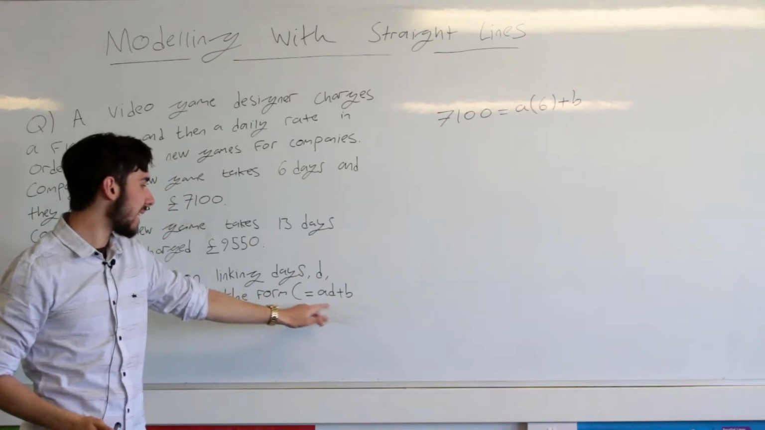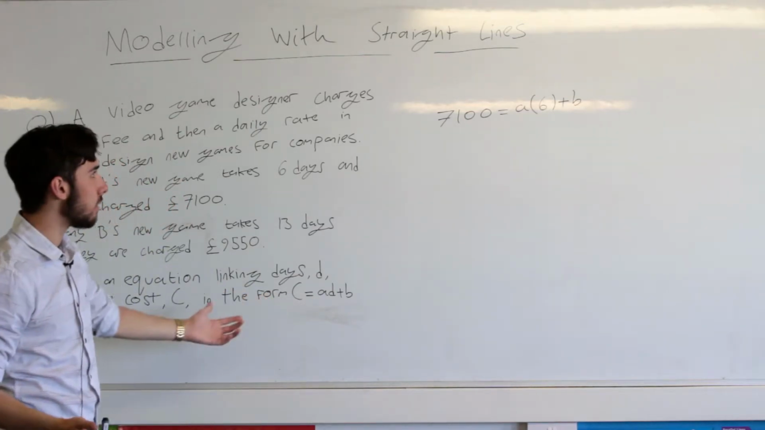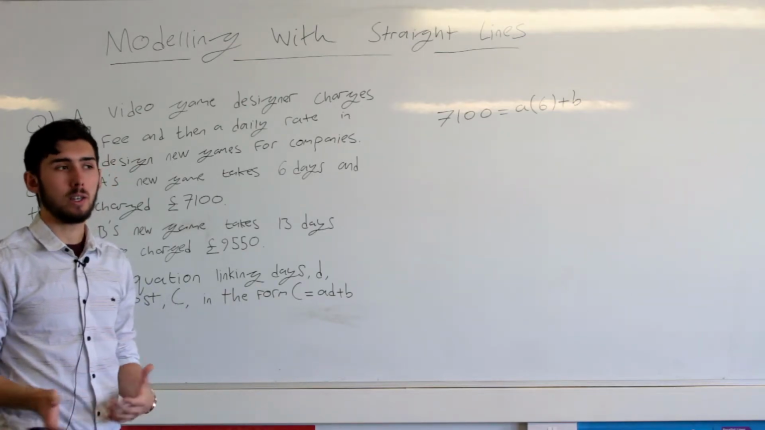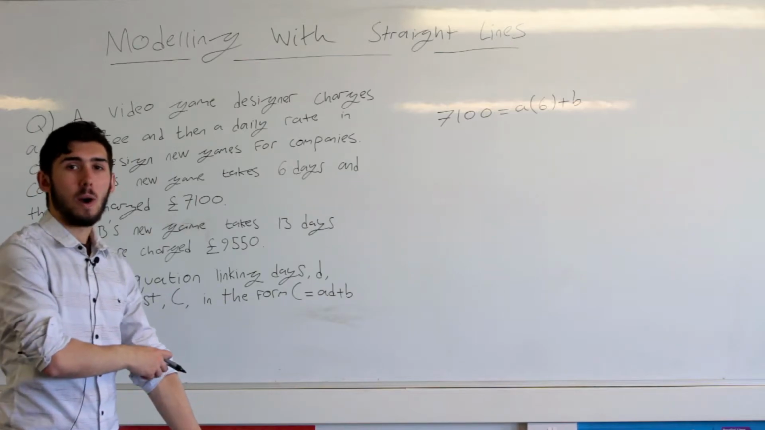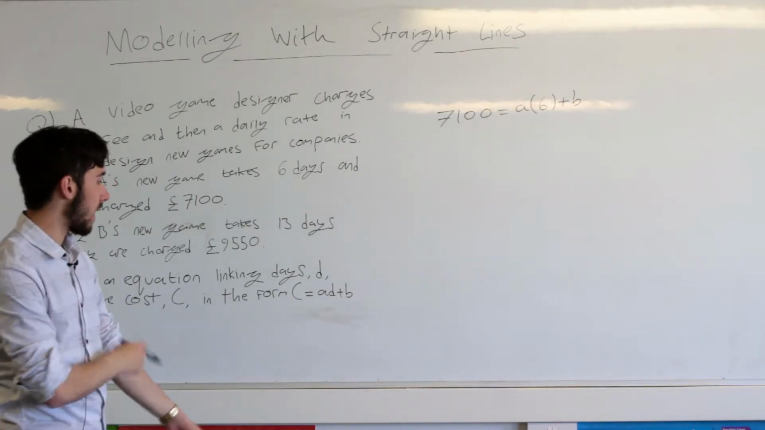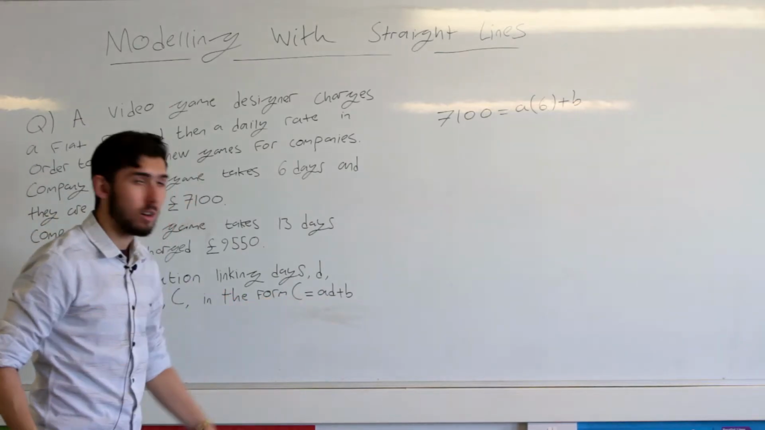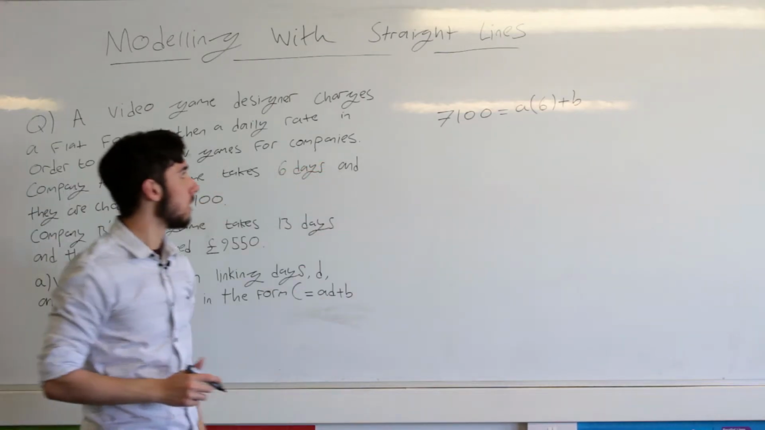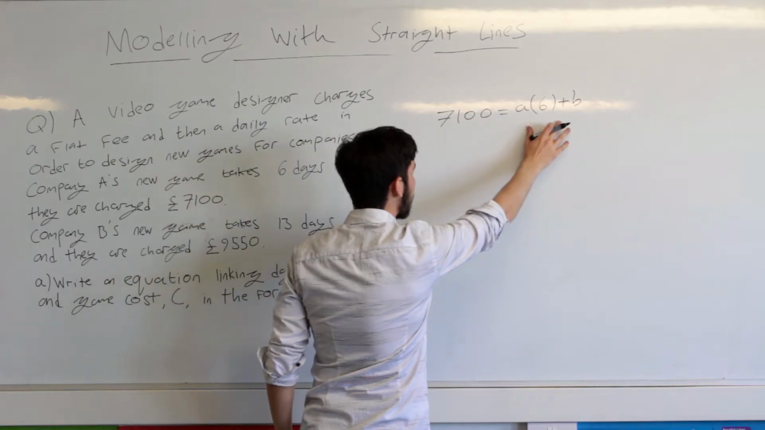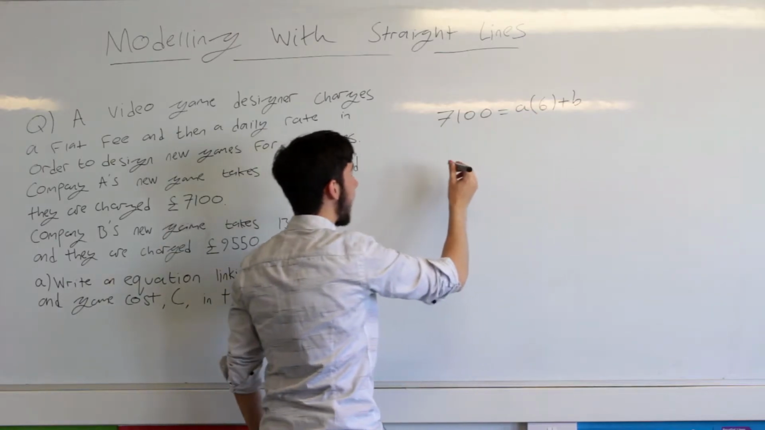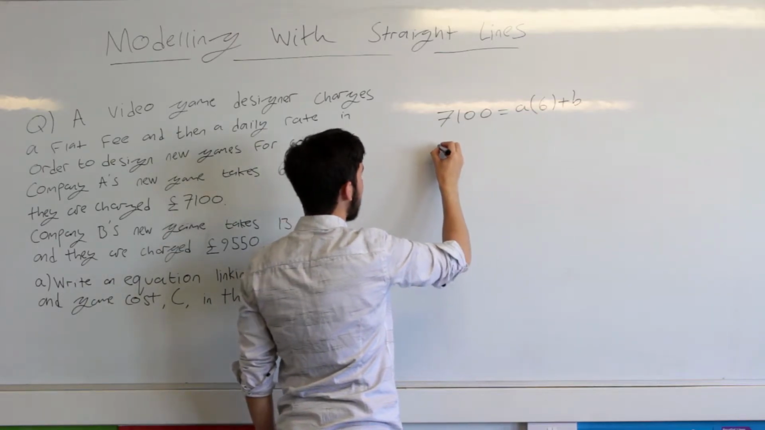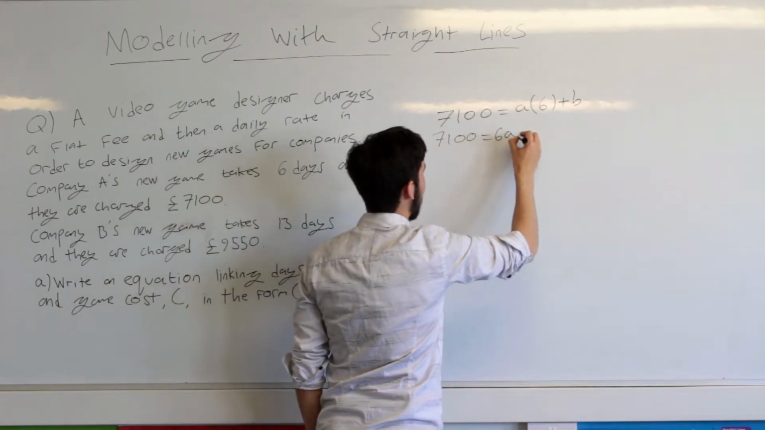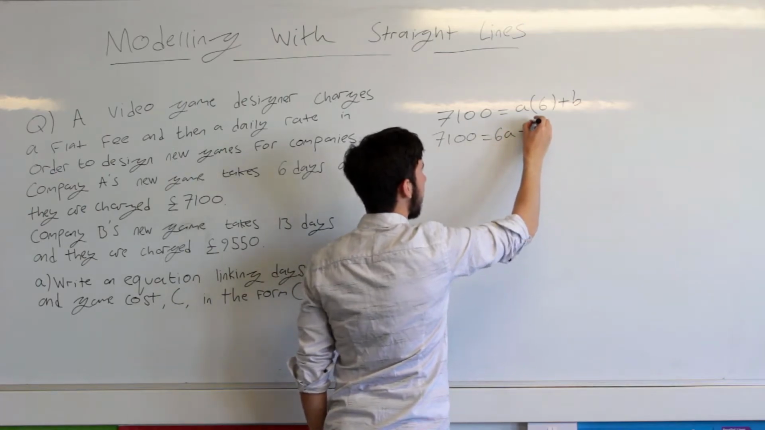You don't need to find out what C and D are because they're given. They won't move from the equation, just like how X and Y always stay in the equation Y equals MX plus C. In this case, capital C and D are going to stay there. We just want to know what A and B are. That's an equation already. We know that this equation is true for some values of A and B. So in other words, 7,100 is equal to 6 times A, 6A, plus B.